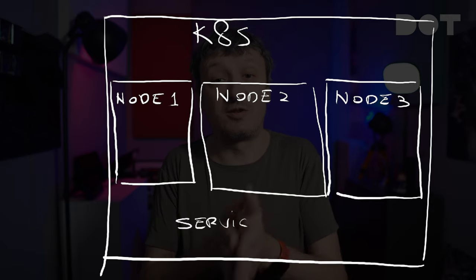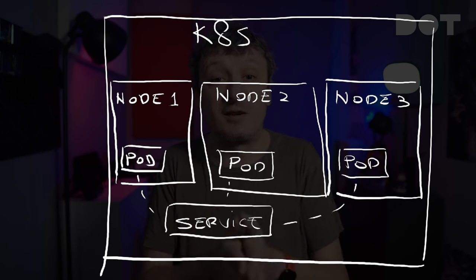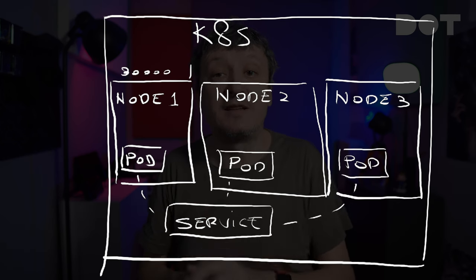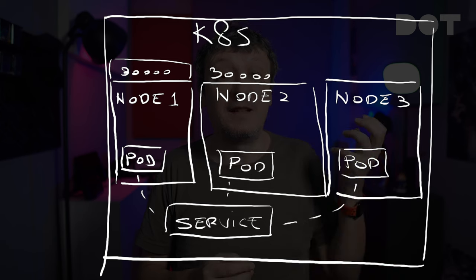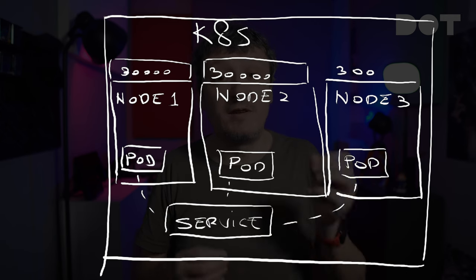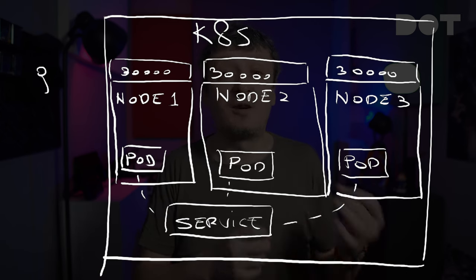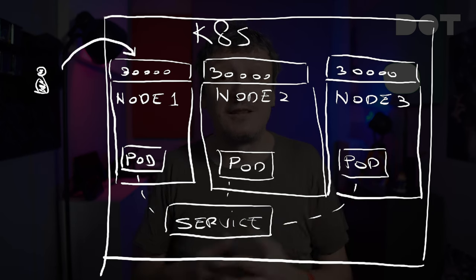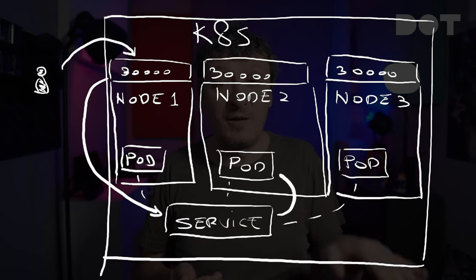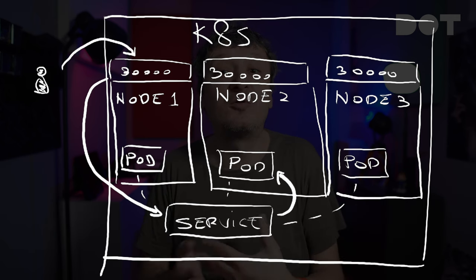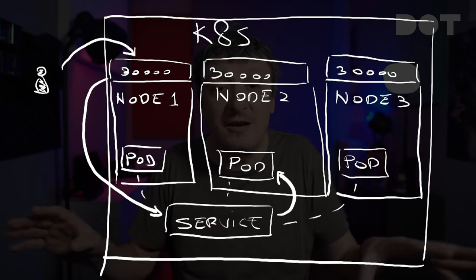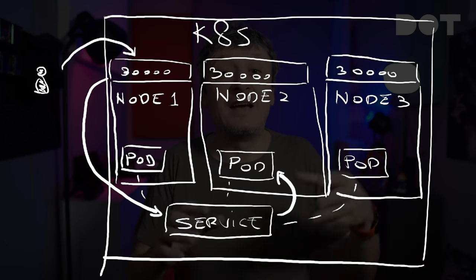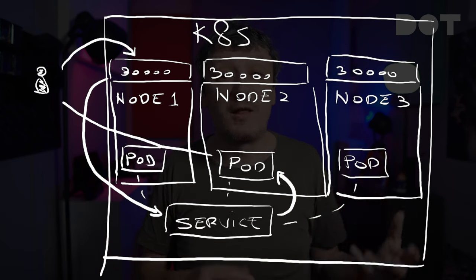So here's what we did and what happened. We have a service associated with a number of pods. The service type is set to NodePort, meaning that it exposes a port, in this case 30,000, on every single node of the cluster. We sent a request to one of the nodes of the cluster. The service picked that request and forwarded it to one of the pods associated with it. That pod could be running physically on any of the nodes. The pod responded and that response eventually got back to us.